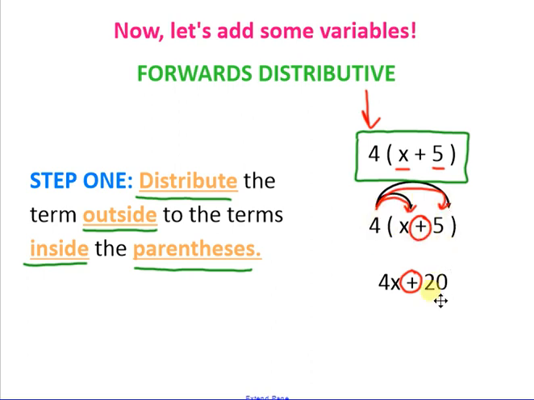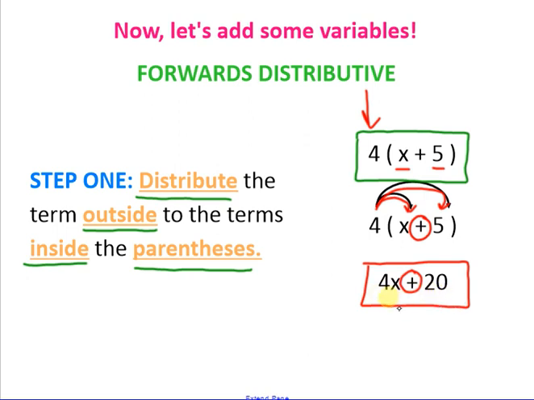So 4 times 5 is 20. This right here is your final answer. You cannot combine them. You cannot add those two together and make 24x. You just can't do it. 4x is a totally different thing than 20, which we're going to talk about in the next lesson.